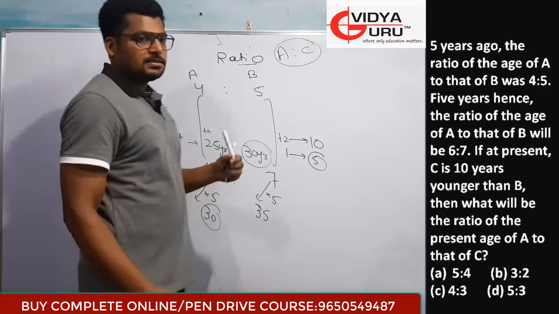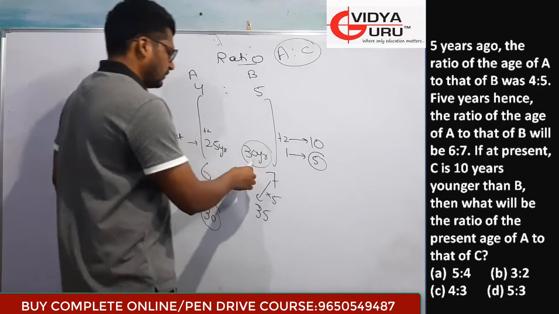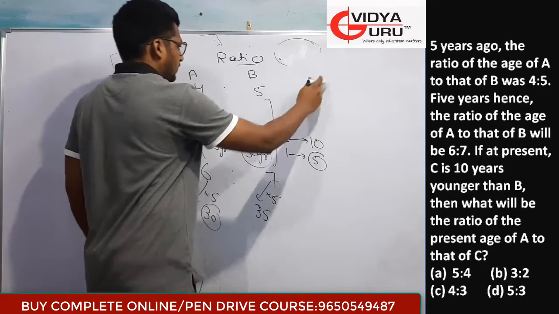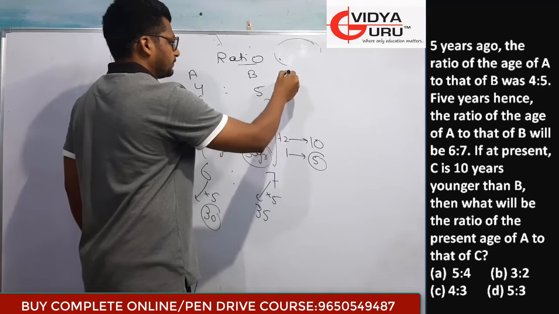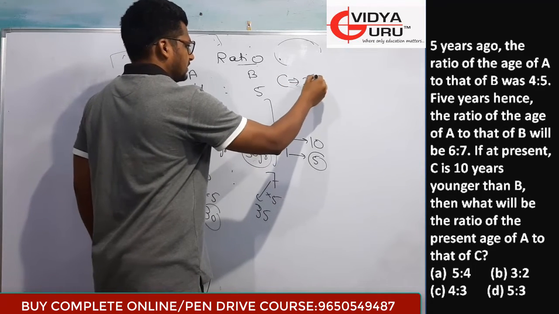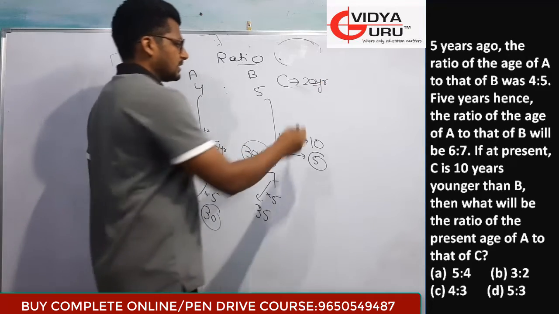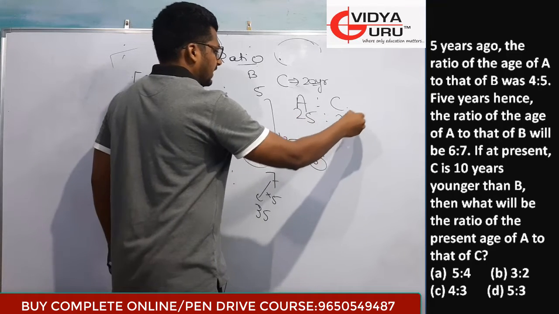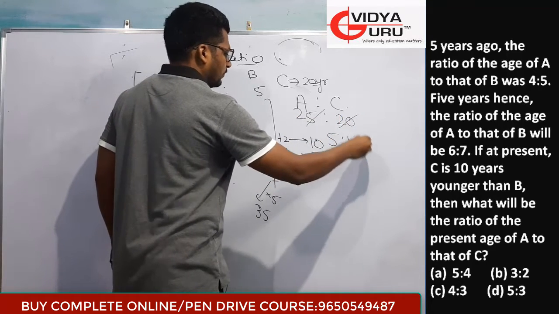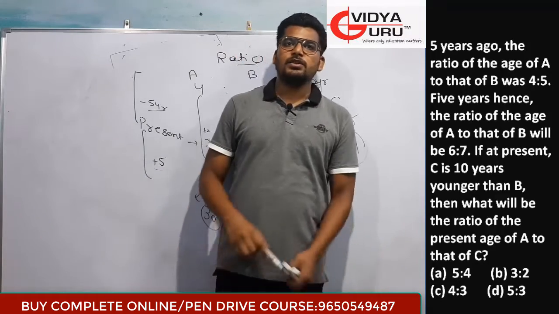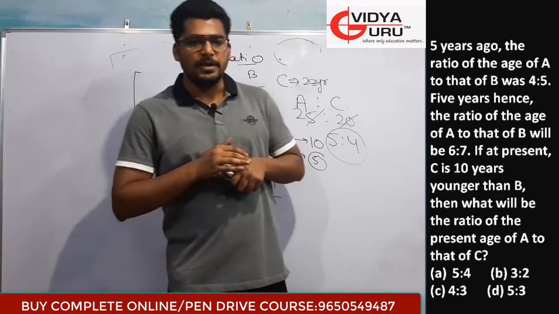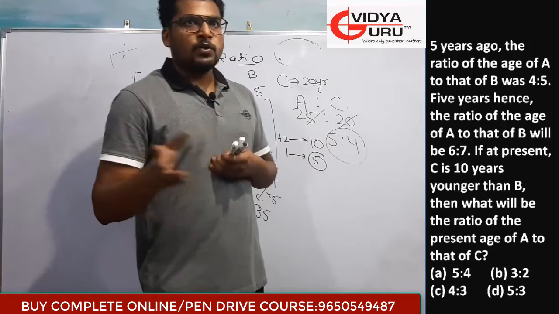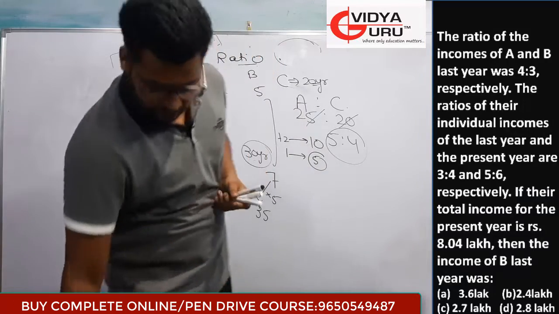The question is saying C is 10 years younger than B. If B is 30 years, what will be the age of C? C is 10 years younger, so C will be 20 years. The question is asking for the ratio of ages of A and C. A is 25, C is 20, then 5:4 is the correct answer of this question, which is option B. Sorry, option A is the correct answer of this question. Moving on to the last question of this series.